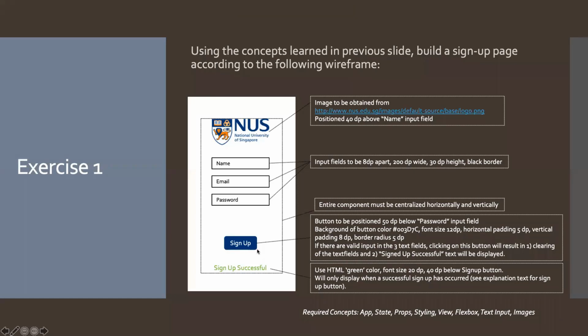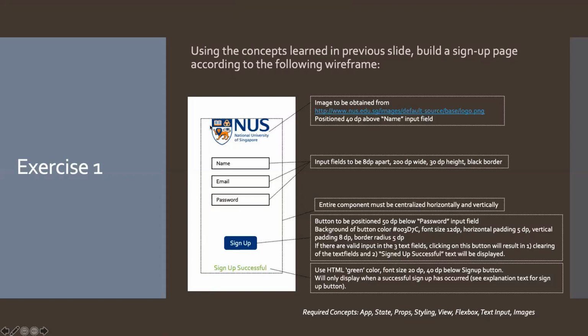So if you've gone through the exercises, you will realize that you can't actually use the button component in this case, because the button component doesn't actually have a background color per se, right? So a better way of doing it will be to use the touchable opacity in this case. And also we have this text component at the bottom that's in green.